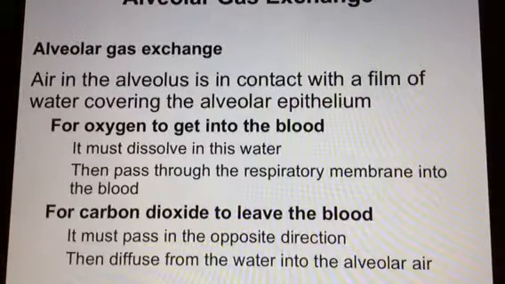At the alveoli, we are going to focus on alveolar gas exchange. That is when the air that's made it to the alveoli is in contact with a film of water covering that epithelium. Remember, the alveolus is like a grape, and it's got a film or a layer of water, and that helps oxygen get into the blood. It has to dissolve in this water and then go through the membrane to the blood, and then vice versa. For carbon dioxide to leave the blood, it has to pass in the opposite direction and then diffuse from the water into the air.